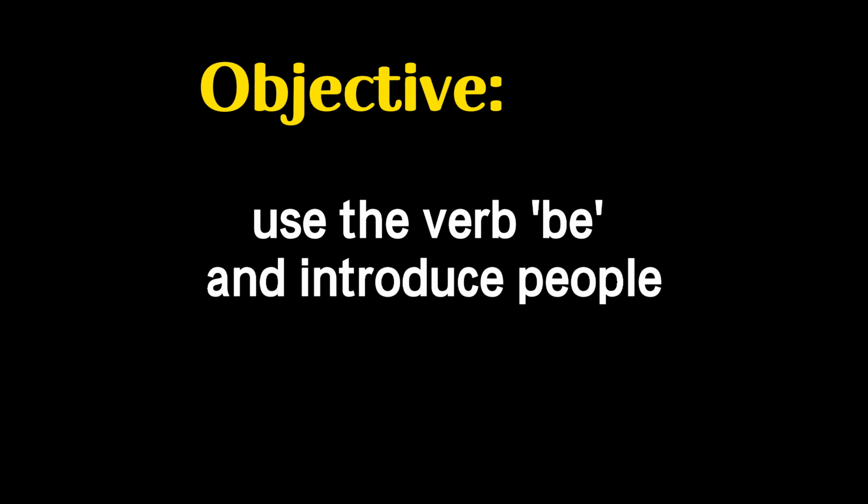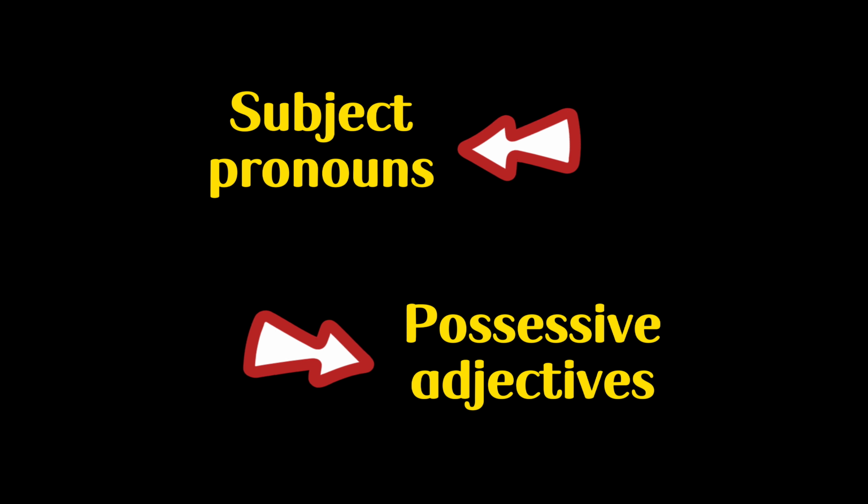Before we proceed to the lesson, let's talk about the objective to achieve today. At the end of this lesson, you are able to use the verb be and introduce people. Today, we are also going to learn about subject pronouns and possessive adjectives. So first, let's talk about subject pronouns.